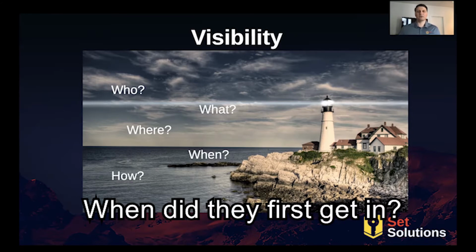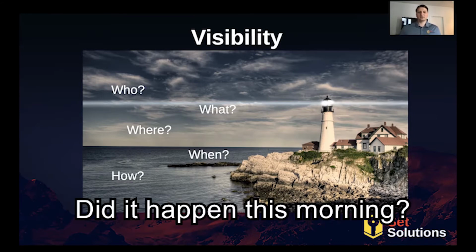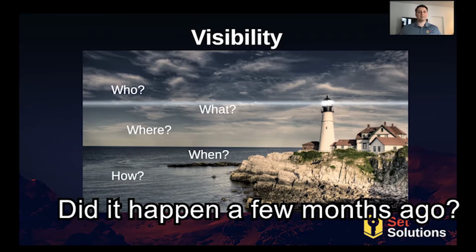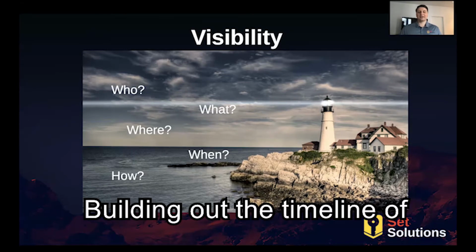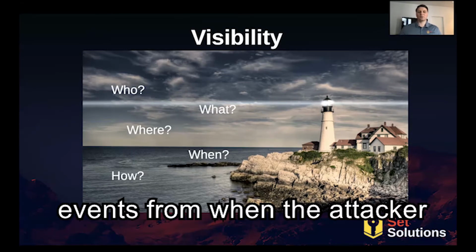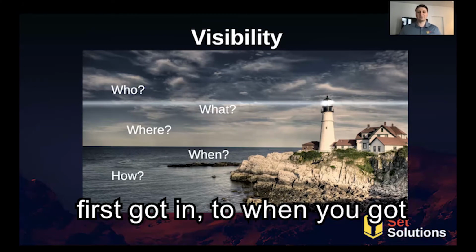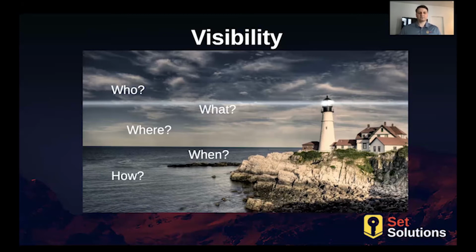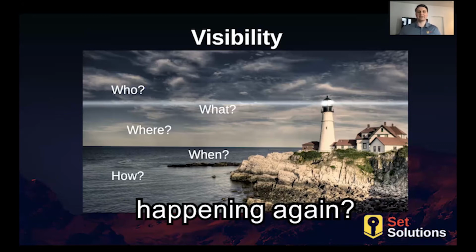When did it happen? When did they first get in? Did it happen this morning? A few hours ago? Did it happen a few months ago? Building out the timeline of events from when the attacker first got in to when you got it mitigated is key. How did they get in? What did they do to get in? How do we stop it from happening again?